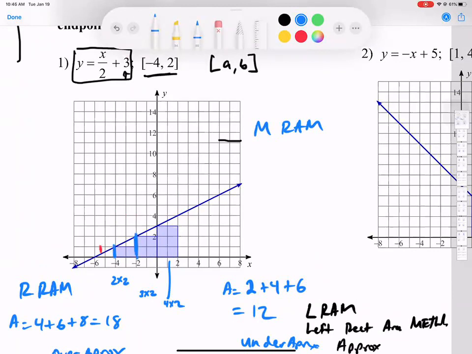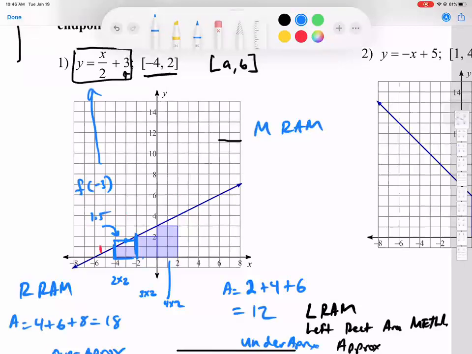So what is the middle value between -4 and -2? That's at -3. So take a look here. What is f of -3? If I plug it into the function, or I look at the graph, let's just draw it out first. That looks like it's going to be 1.5. So this is 1.5.